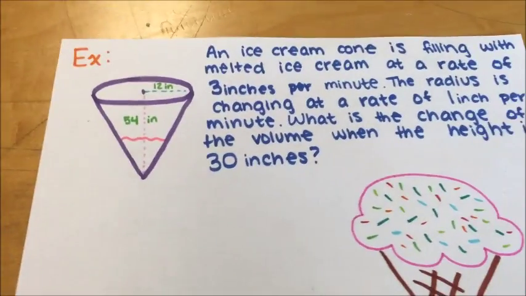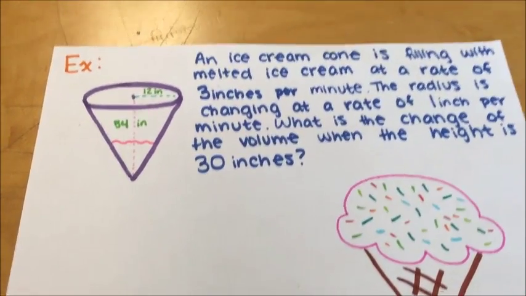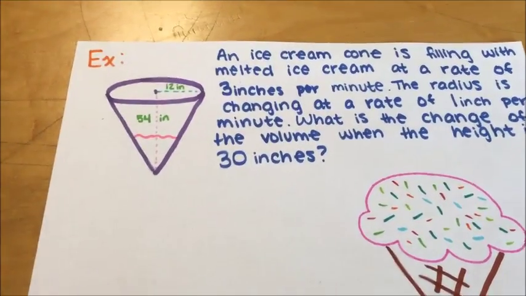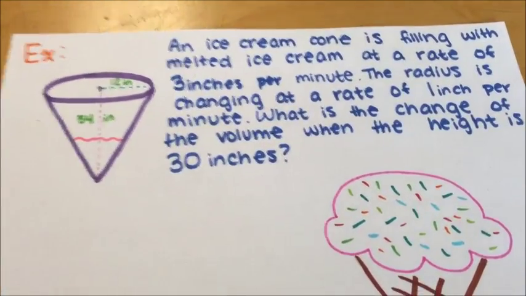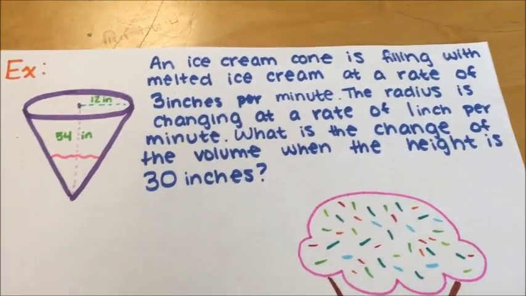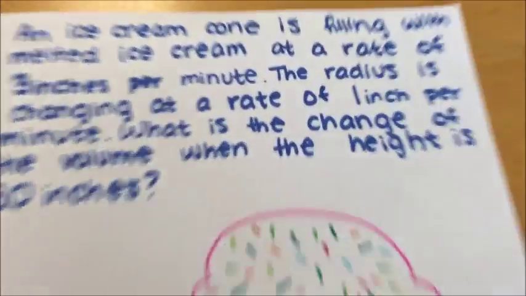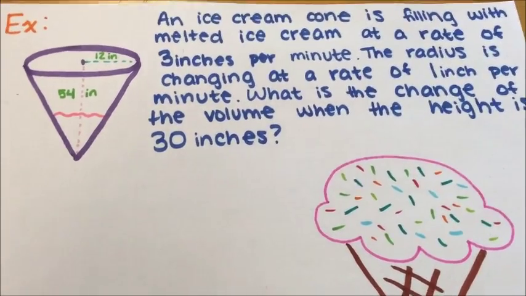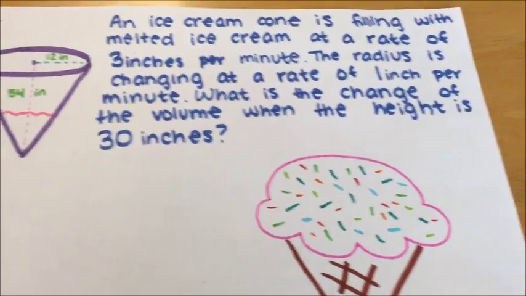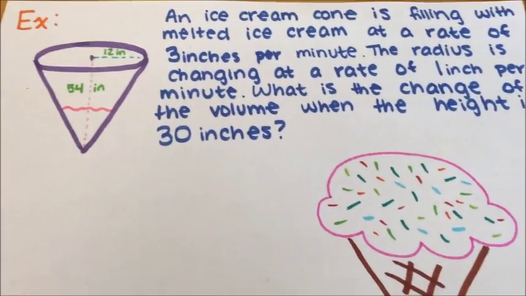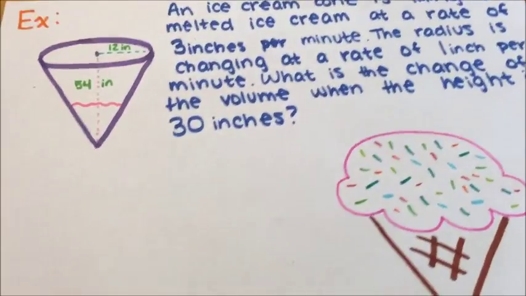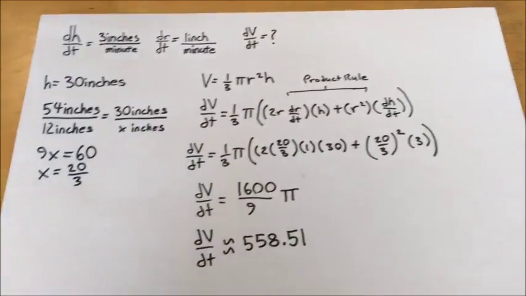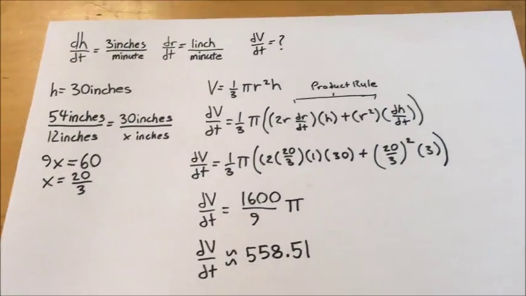Okay. An ice cream cone is spilling with melted ice cream at a rate of 3 inches per minute because you're a slacker and you can't eat ice cream correctly. The radius is changing at a rate of 1 inch per minute. What is the rate of change of the volume of the cone when the height of the melted ice cream is 30 inches? This is a little tough, so we got a beautiful licorice font of the work.